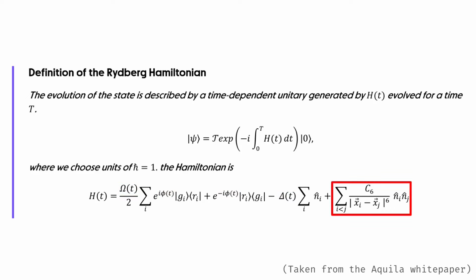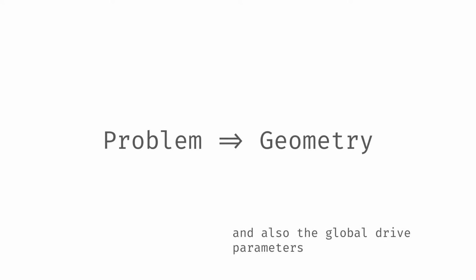And then there's this term, which just explains the Rydberg blockade. This isn't the same for every atom, whereas these are the same for every single atom in our system. This can be different because it's based on the distances between different atoms. And so our problem is encoded in geometry, but also we can use those global parameters.